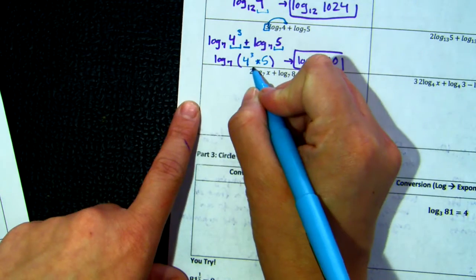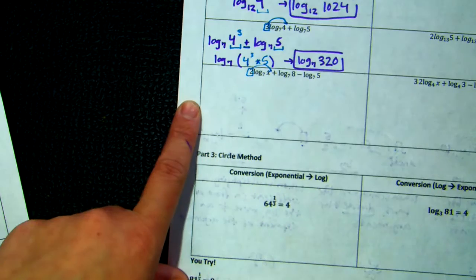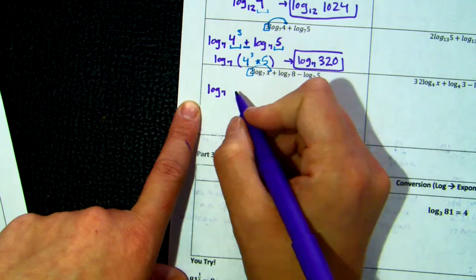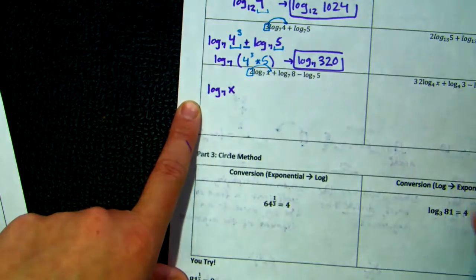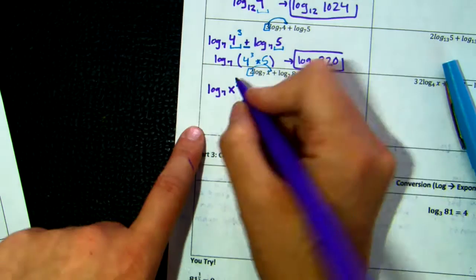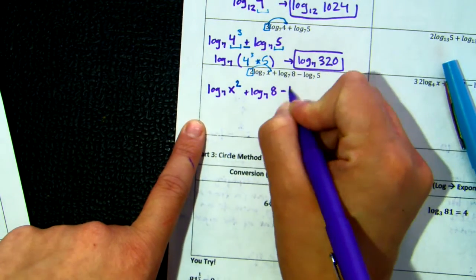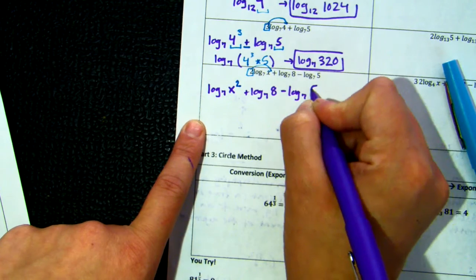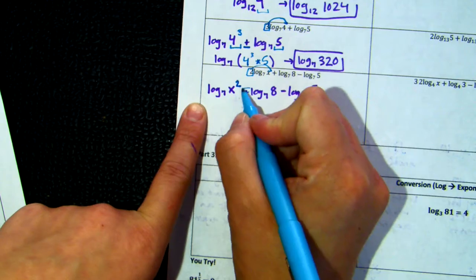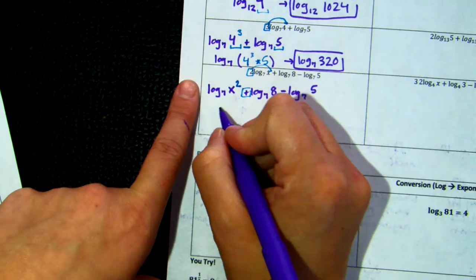Again, I start left to right. I see a 2 in front. I'm going to move that as an exponent to the argument. So that makes log base 7 of x to the power of 2. And then I write what's remaining, plus log base 7 of 8 minus log base 7 of 5. Okay, so next thing I see moving left to right is this addition sign here. So the next thing I'm going to do is multiply my arguments.